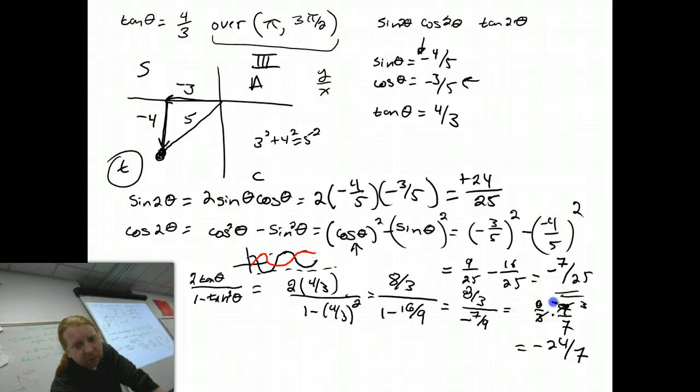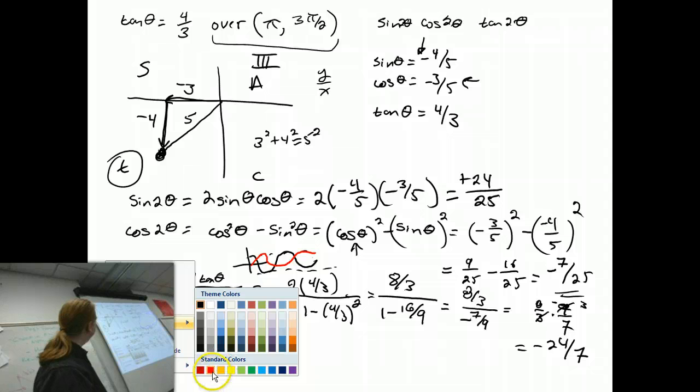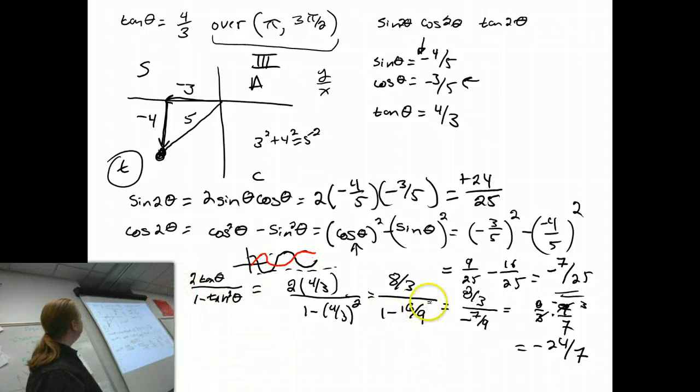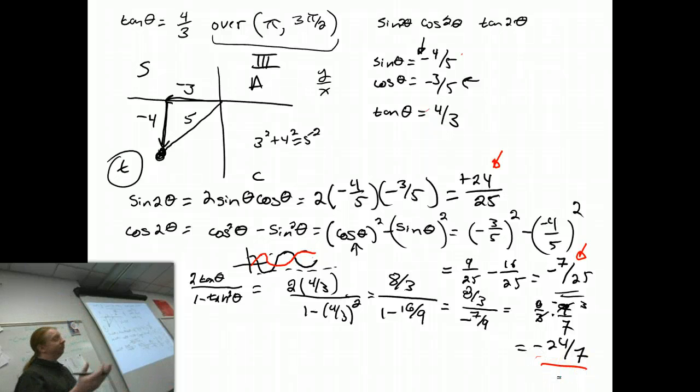Now, speaking of safety nets, let's go back for a second. If I didn't want to do all that work, I know what sine is. Sine of 2 theta is 24/25. Cosine of 2 theta is -7/25. So if you do 24/25 over -7/25 and reduce, you're going to end up at -24/7. So you have another tool in your box there.